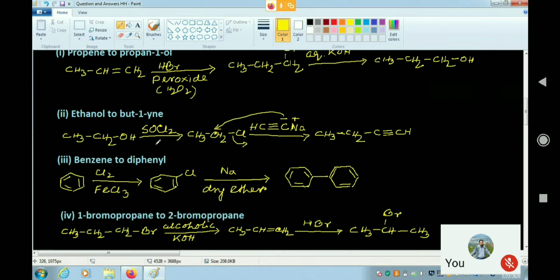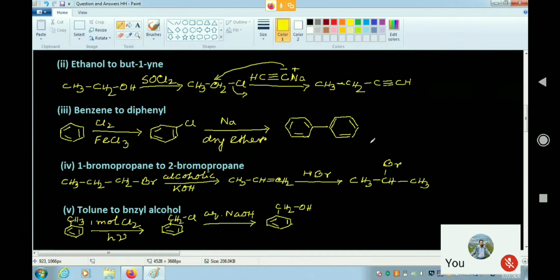Next is ethanol to but-1-yne. Now ethanol is this one and but-1-yne is this one. So to bring this alkyne group, we can perform this reaction. First we can displace the OH group with halogen, chlorine, and then this one, this is sodium ethynide. If we directly use that, this will behave as the nucleophile displacing the Cl, giving rise to this product. So this is the second one.